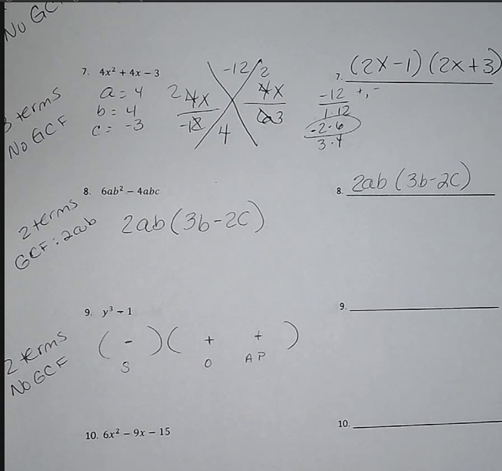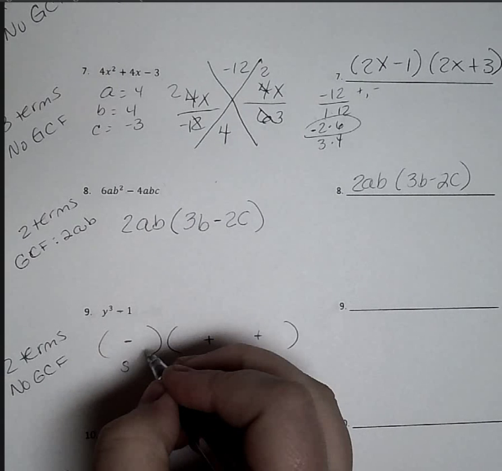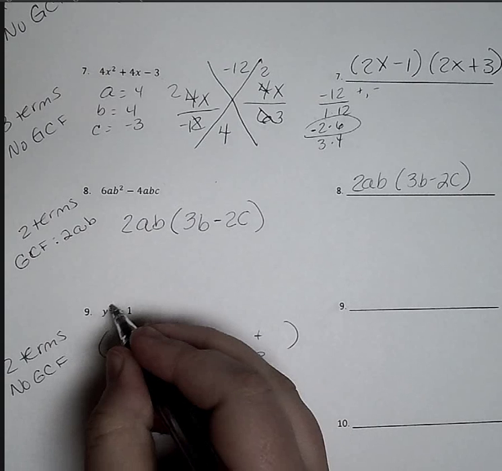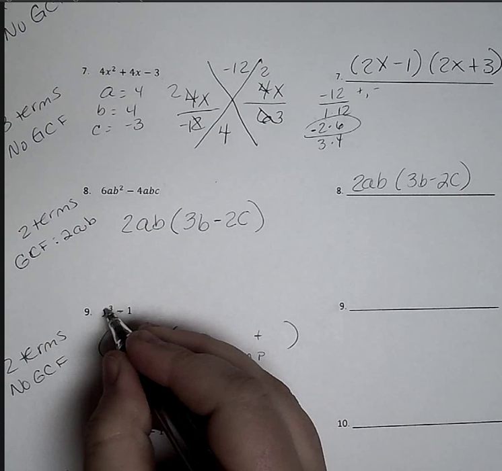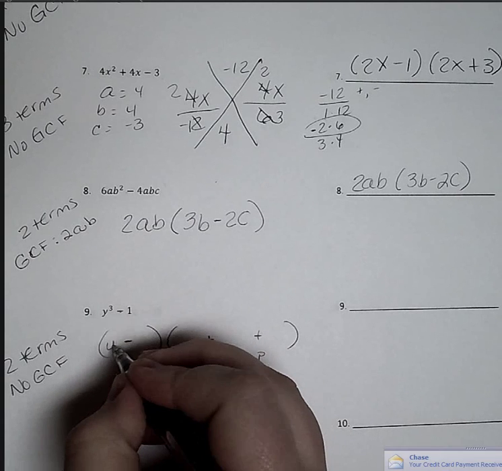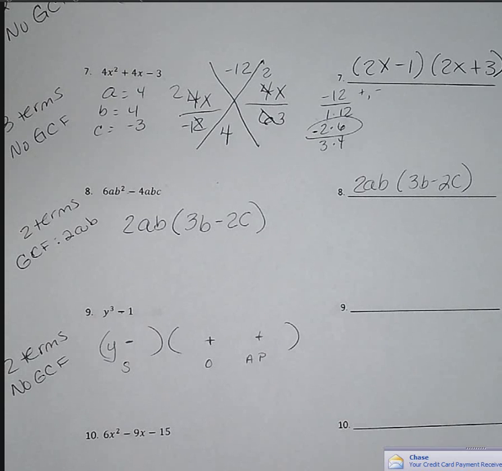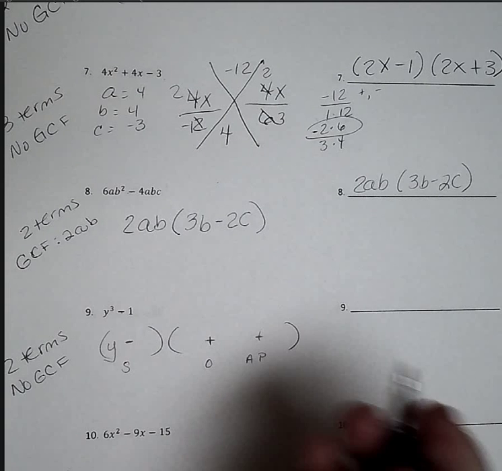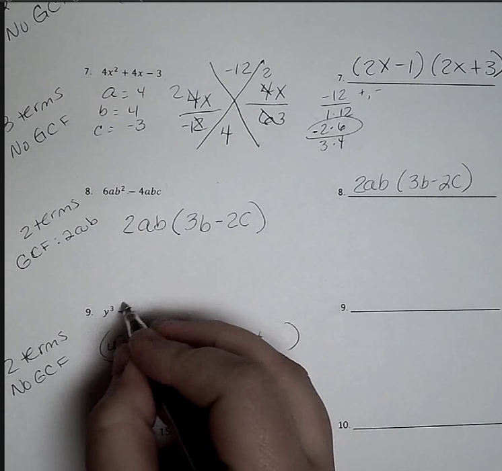So now it's cube root, cube root. What times itself 3 times gives me y to the third? That answer is y. And then what times itself 3 times gives me 1? That answer is 1.